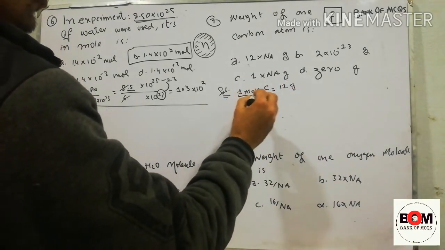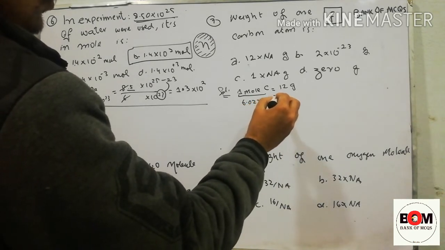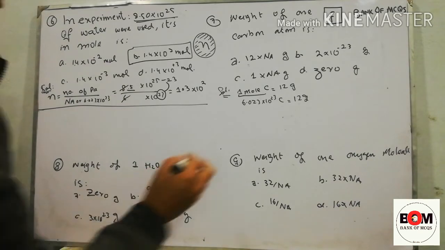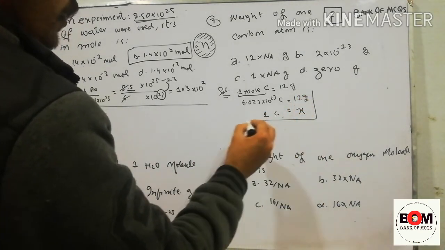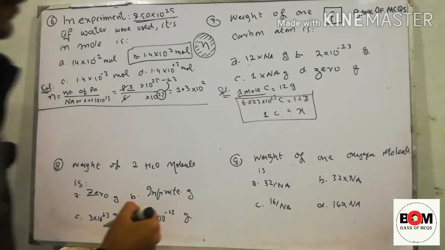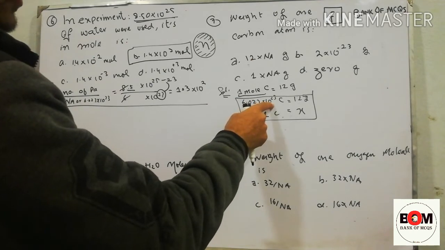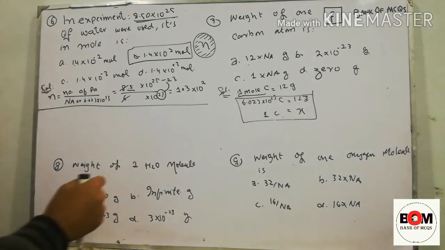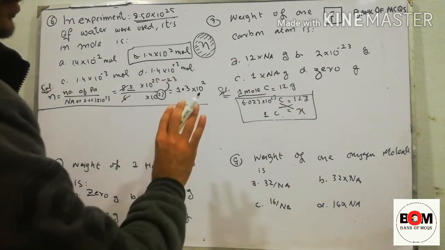Further we know that 1 mole of carbon means 6.023 multiplied by 10 to the power 23 carbon atoms equal to 12 gram. We are asked for 1 carbon, so how much will be its weight? Simply we will use cross multiplication. If 6.023 multiplied by 10 to the power 23 carbon atoms are 12 gram, then 1 carbon will be how much? Simply the whole chapter is based on cross multiplication.